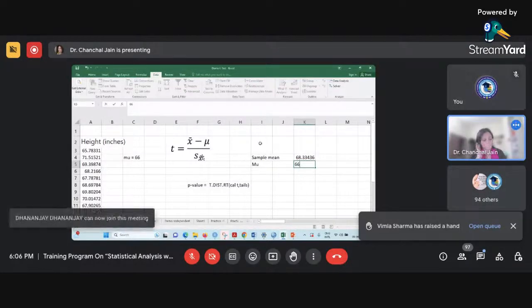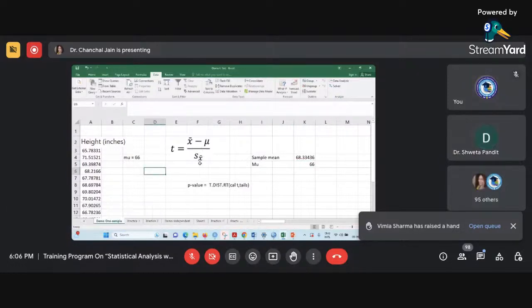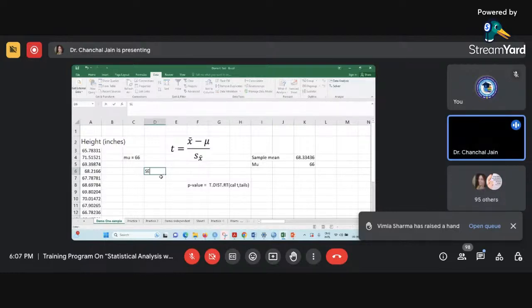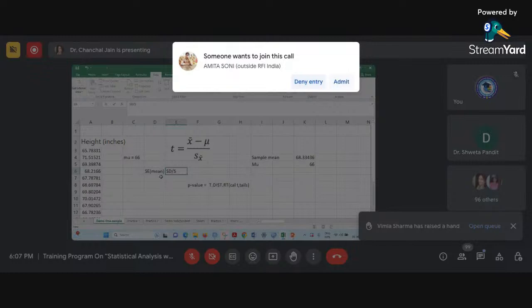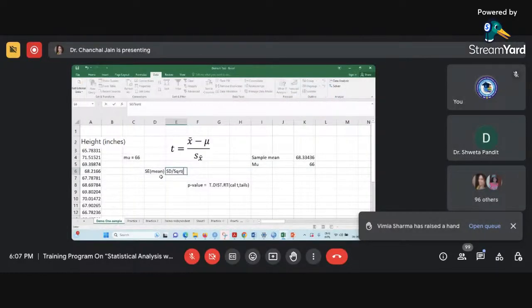So here you can see this is the formula I have written, right? Firstly, I am calculating the sample mean. How can I calculate the sample mean? Divide by number, no? Or I can use the average function also, with the range. That way I can calculate the average of my sample. Is it clear to everyone? Now mu we have already taken. So I am writing mu is 66.